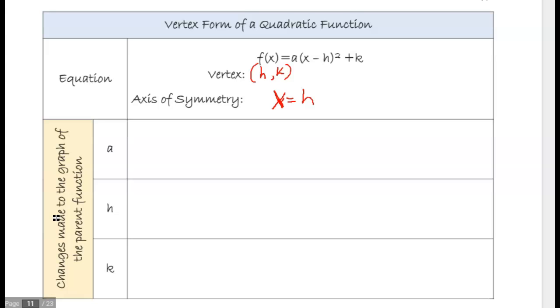So using this formula up here, a times the quantity x minus h squared plus k, what does the a mean? When a is greater than 1, it is what we call a compression because it shrinks something. If you think about wearing a compression sleeve, if you hurt your ankle or knee, it makes something smaller and compresses it. And then if a is between 0 and 1, it's going to stretch it and make it wider.